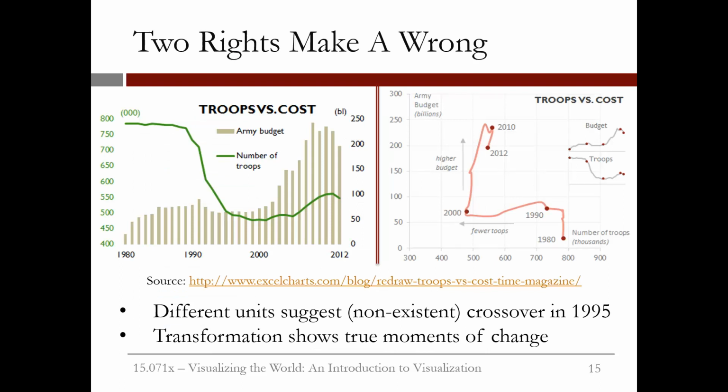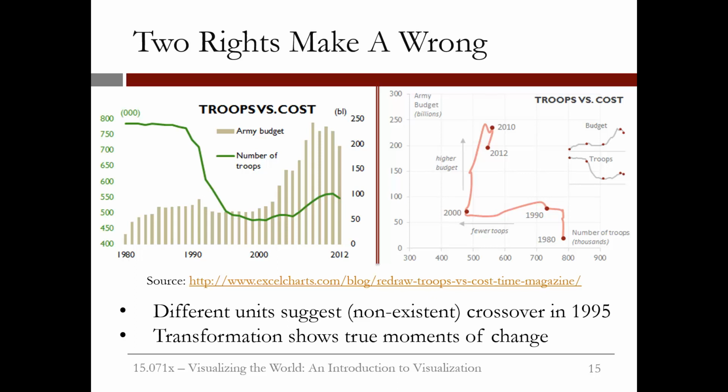Here is a before and after of our same data. On the left, we see the US military expense on the right axis and troop count on the left axis. Both the line and bar plots are individually okay, but the combination is misleading. Because we have mixed two units, dollars and people, there is a false impression of some sort of crossover point in 1995 that does not exist.